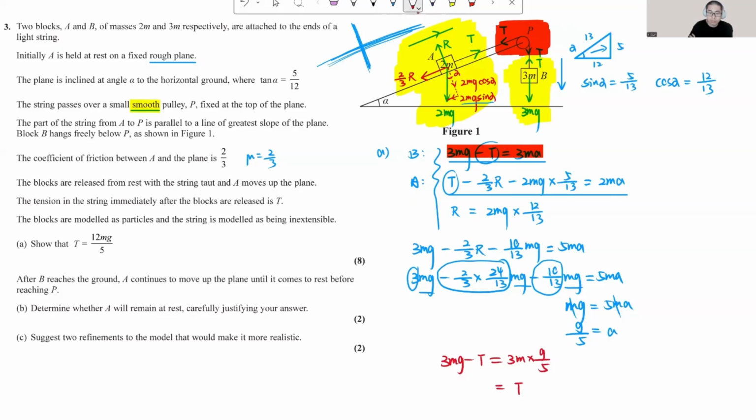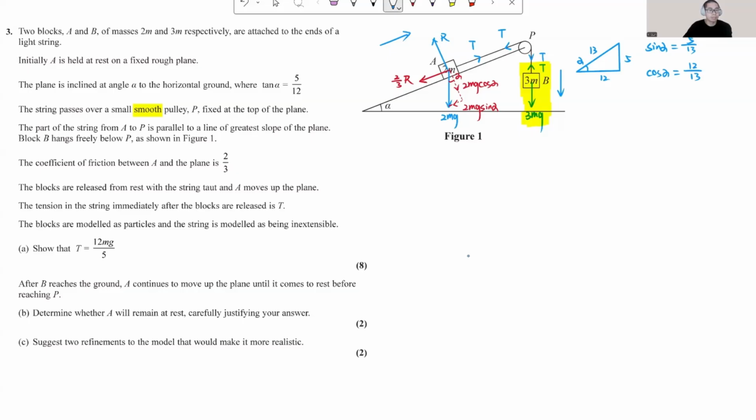So plus T on both sides, minus 3 mg/5 on both sides. We have 3 mg minus 3/5 mg. So then T is just equal to 3 minus 3/5, that is just 12/5. So we have 12/5 mg, and that'll be the answer.